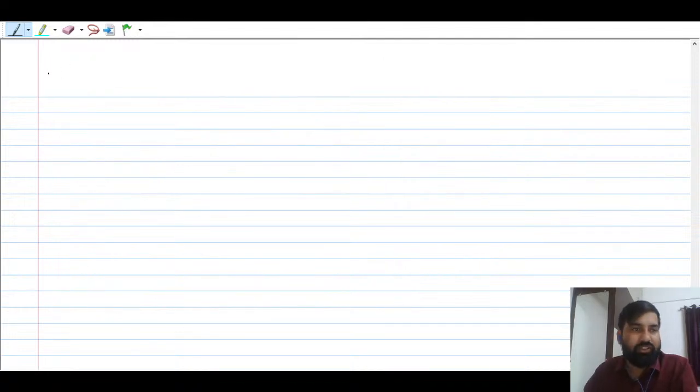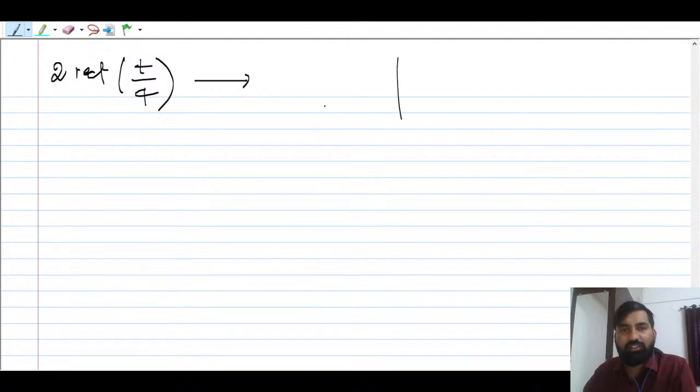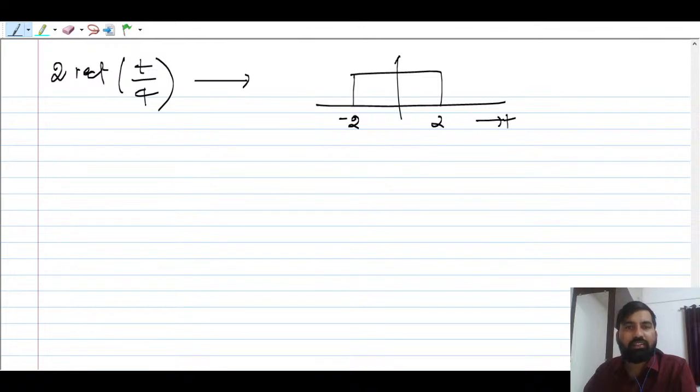Suppose you have to draw 2 rect t by 4. How can we draw? This is nothing but the signal defined from -2 to 2. And then the height is nothing but 2 only. Suppose somebody is asking what is the area of this. Area is going to be, the width is 4, the height is 2, so 2 into 4, which is 8.